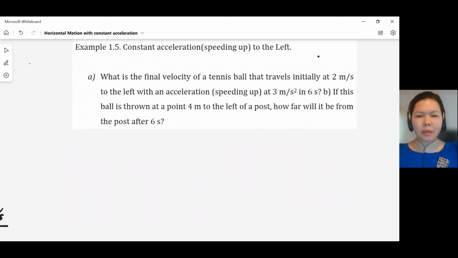Letter B. If this ball is thrown at a point 4 meters to the left of a post, how far will it be from the post after 6 seconds? So first you write all the given.